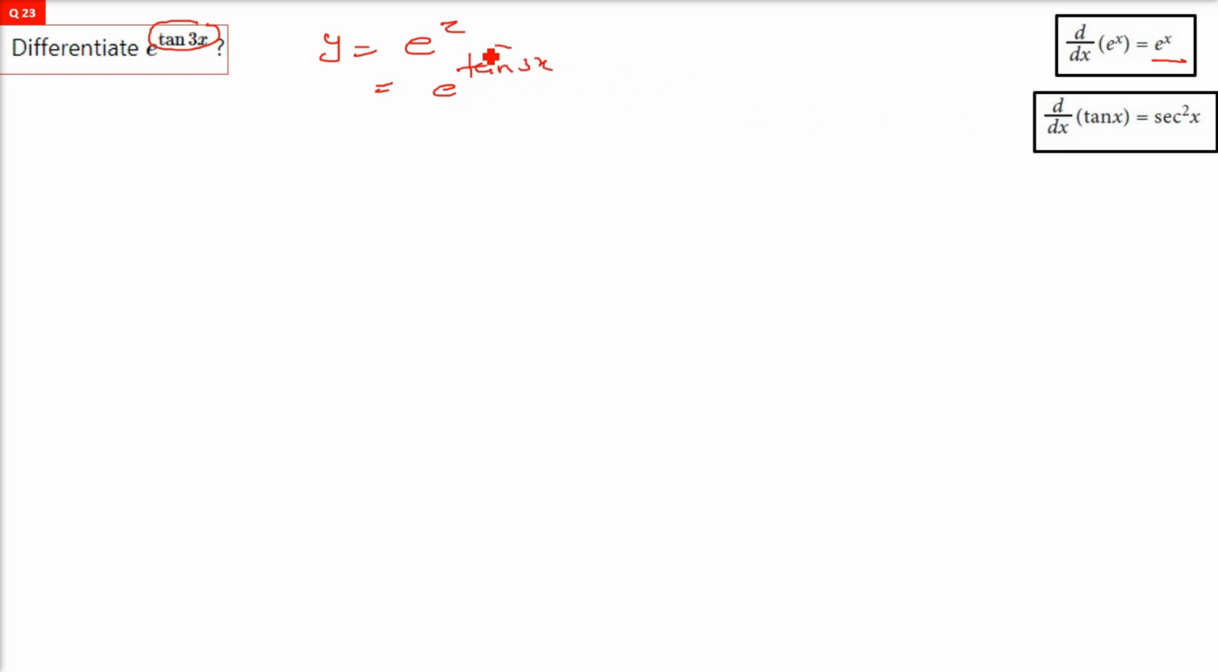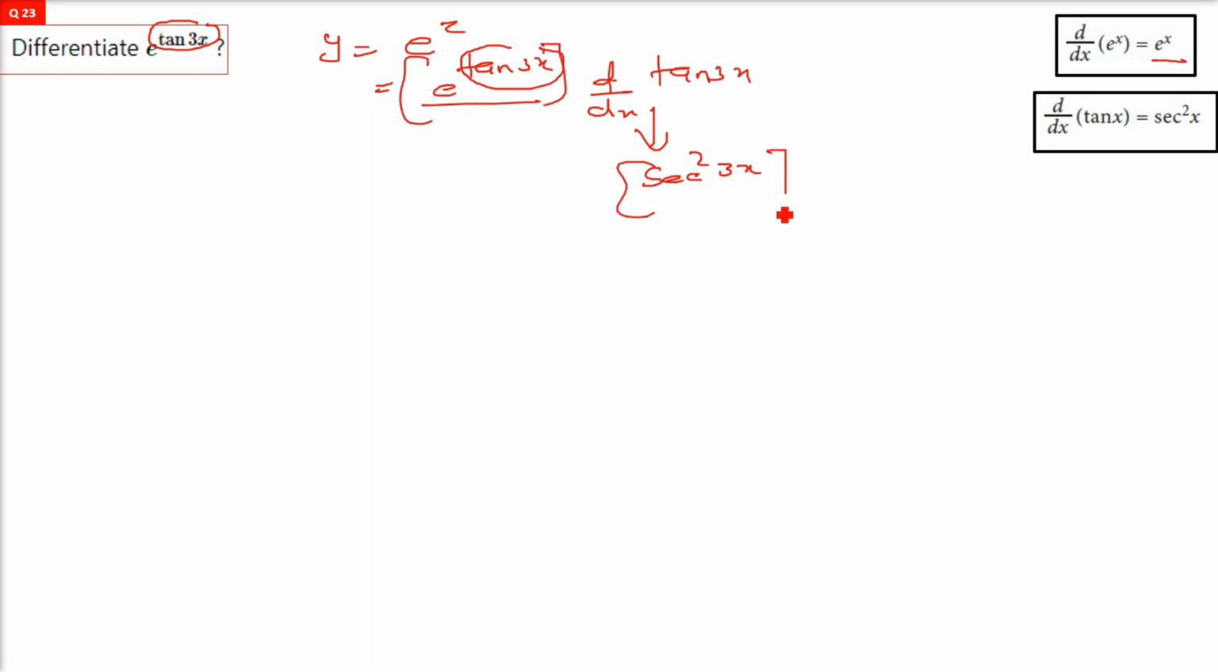Now what is the differentiation of tan 3x? Because you have to use the chain rule. d by dx of tan 3x is, tan theta is sec square theta. So it will be sec square 3x. So e to the power tan 3x, sec square 3x, and then the differentiation of 3x, and it is 3 only.